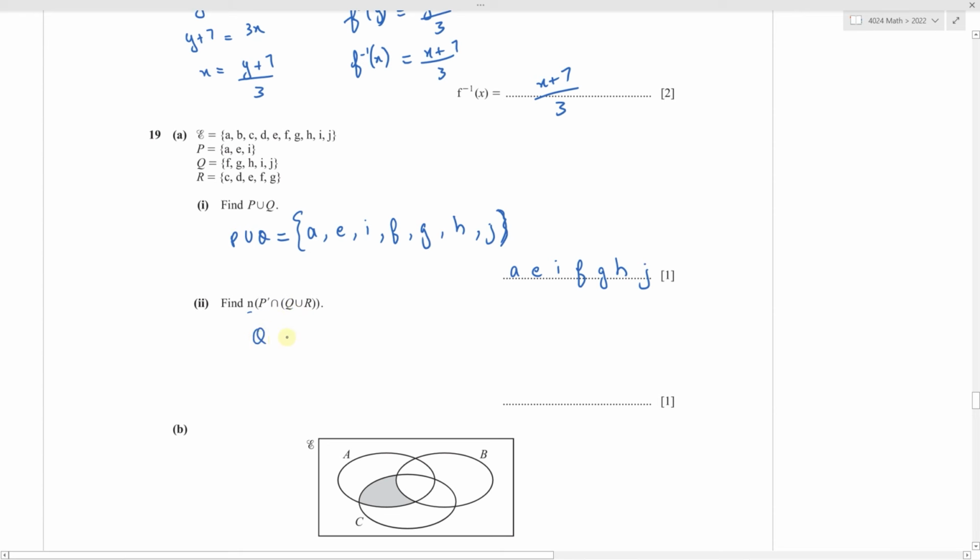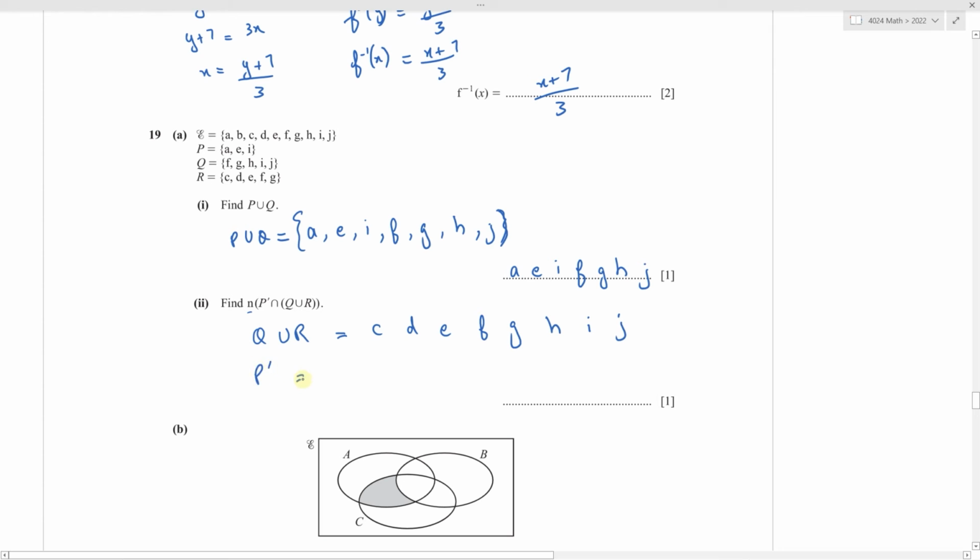So let's first find Q union R. Q union R means basically all the elements of Q and R without repeating. So let me write them down in alphabetical order. C is here, D, E, F, G. So this was all R. F I've already written, G I've already written, H, I, J. So this is Q union R.